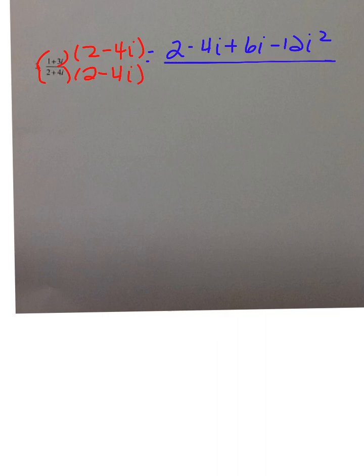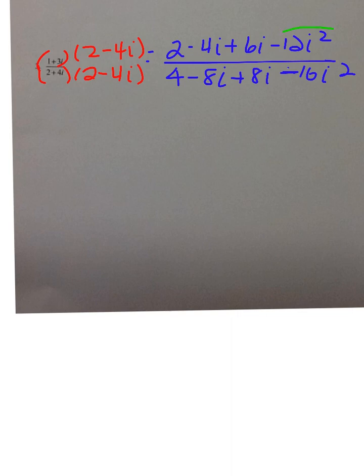Over, distributing the denominator, 2 times 2 is 4. 2 times negative 4i is negative 8i. 4i times 2 is positive 8i. And 4i times negative 4i is negative 16i squared. All right, so let's clean this up here.